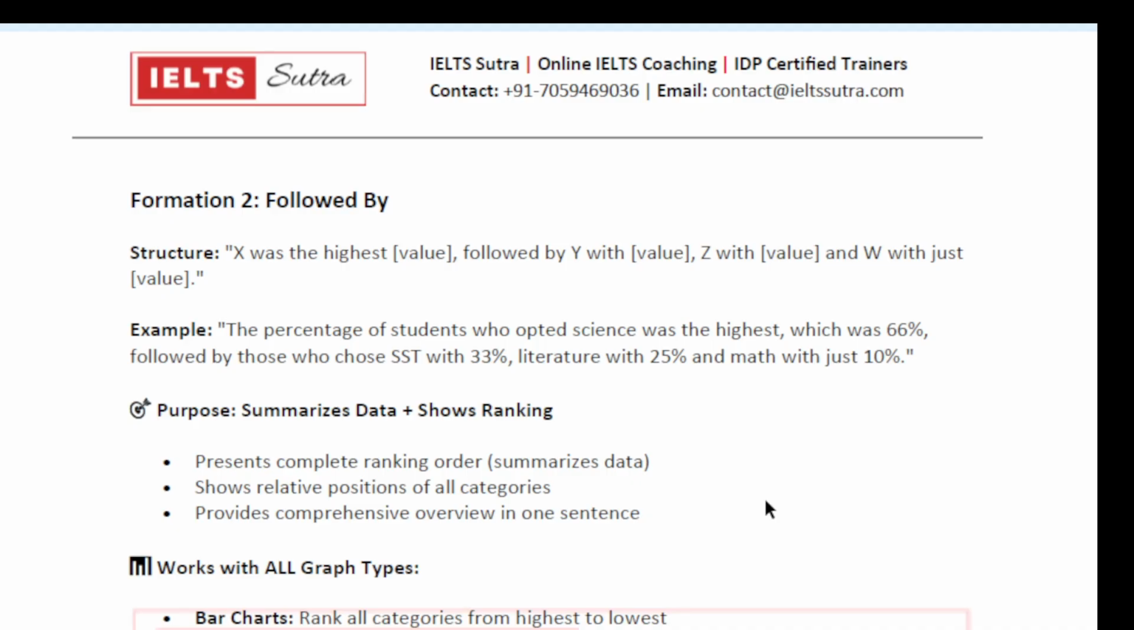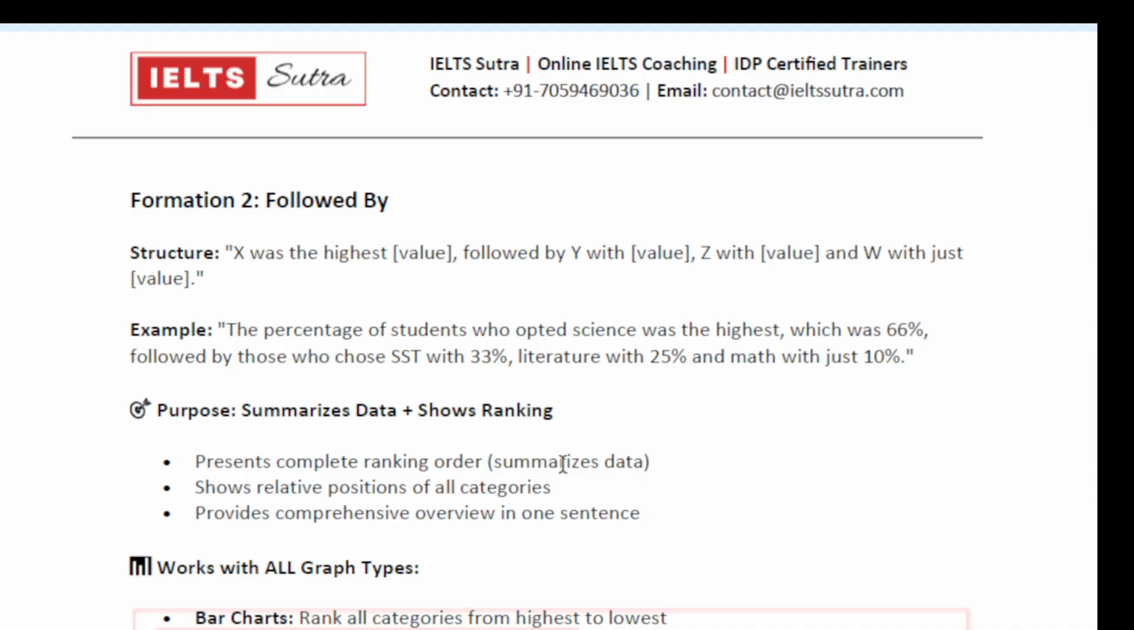Basically, it depends on the amount of data that you have. If there is a lot of data, we need something that would help us to cover multiple values in as few words as possible. In the highest lowest formation, we were only comparing the highest and lowest points, so we were only able to cover two different values. However, in the case of followed by, we can cover up to five values within just one sentence. So followed by is basically a listing formation where you are making a list of something.